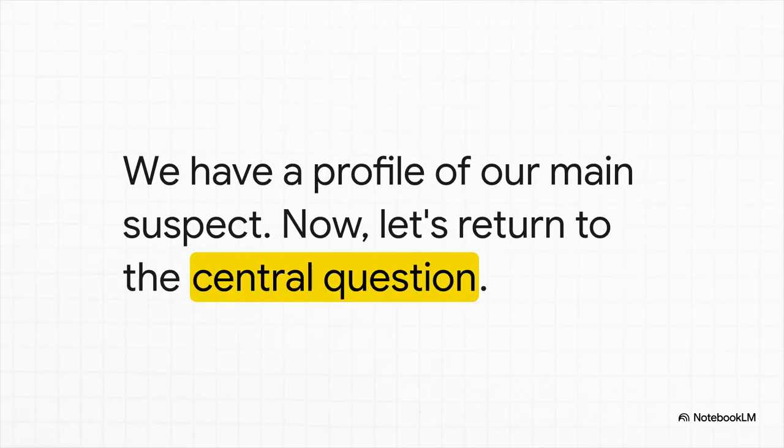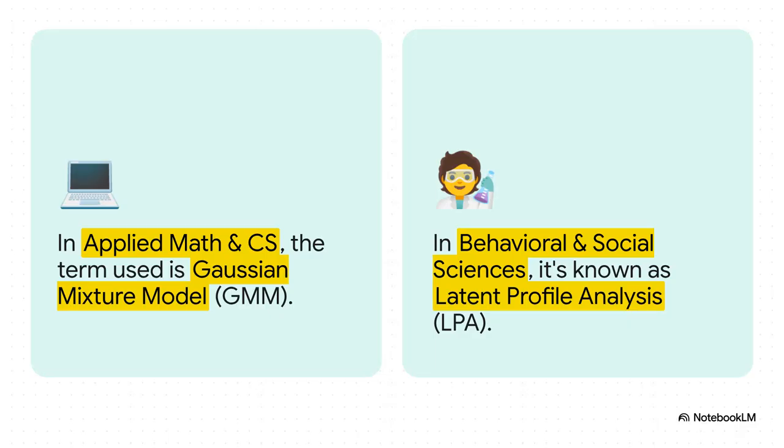All right, we've got a pretty solid profile on our main suspect now. We know what a Gaussian mixture model is, what it does, and how it works. So let's get back to the original mystery. Is this whole thing the same as latent profile analysis? And here it is, the big reveal. All the evidence points to one conclusion. It's just a difference in names.